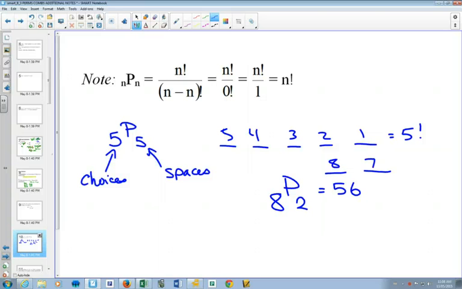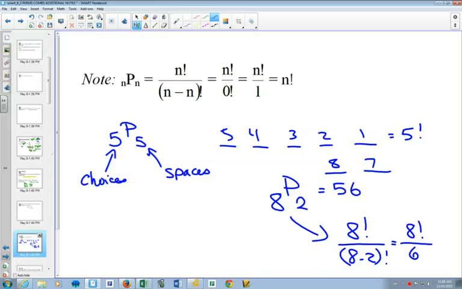According to the formula, it says 8 factorial over 8 minus 2 factorial, which is 8 factorial over 6 factorial. And if you expanded the top until you got to 6 factorial and canceled out, you'd be left with 8 times 7. But thinking of the spaces and how many choices you begin with is a little bit quicker as far as mental math goes. Because sometimes they'll have ones like that on a non-calculator, multiple choice kind of question for you to figure out.